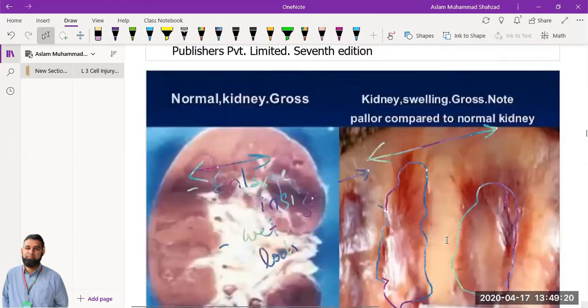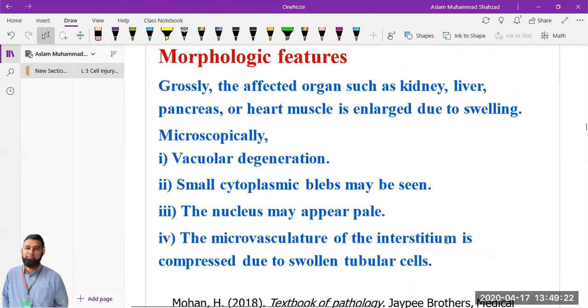And if we go back to the slides where I mentioned the morphological features, let's take a look at the slide. Grossly, the affected organs such as kidney, liver, pancreas or heart muscles are enlarged. So the first characteristic is that it is enlarged. Why? Because of accumulation of water.